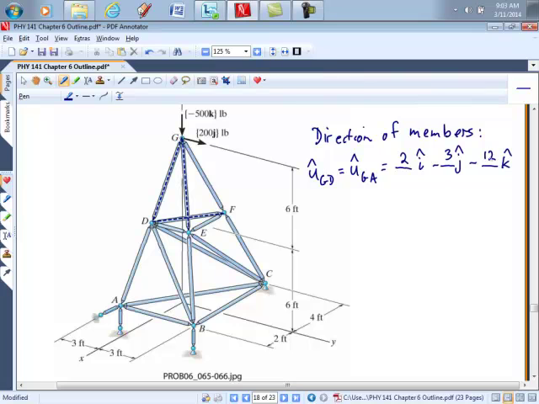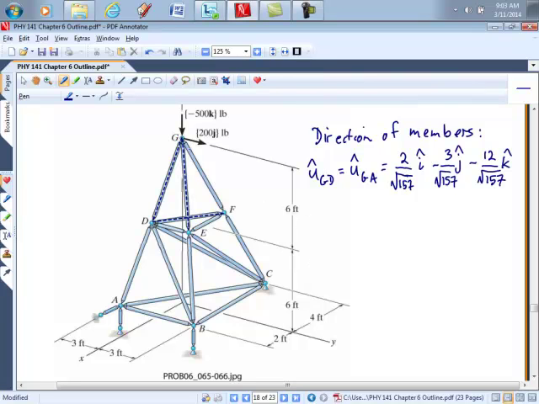So 12 squared is 144 plus 9 plus 4. All right, so there's that unit vector.